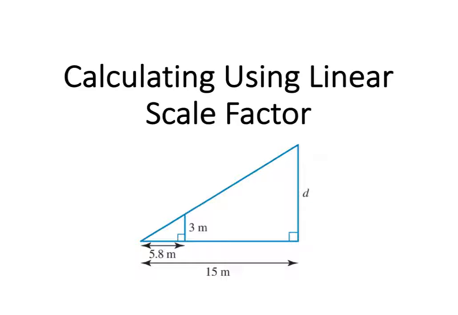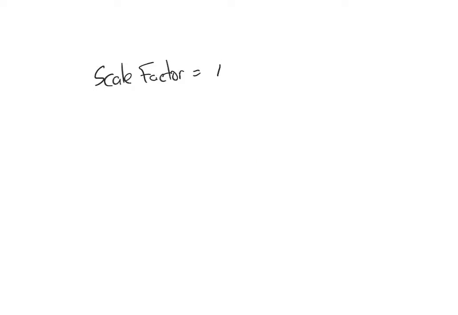In this video, we're going to have a look at how we use linear scale factor to calculate the length of a missing side in similar shapes. So scale factor is calculated as image length over the object length. And we can use scale factor if we have similar shapes to be able to find the missing length of one of these sides. So let's have a look at an example.